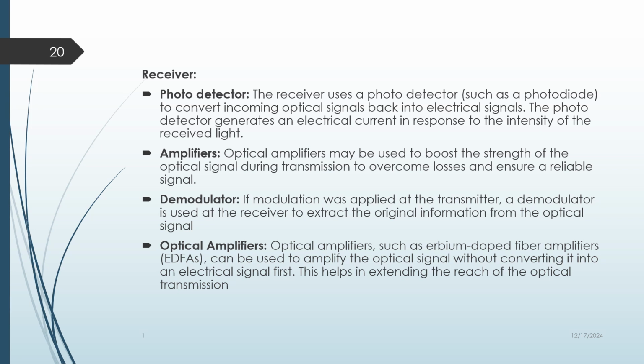Demodulator: generally we can recover the signal here. In demodulation, the light signal is again converted into an electrical signal. So the demodulator is used at the receiver to extract the original information from the optical signal. For the optical amplifier, we can generally use an erbium doped fiber amplifier, the most commonly used optical fiber amplifier, which can amplify the optical signal without converting it into an electrical signal first. This helps in extending the reach of optical transmission.